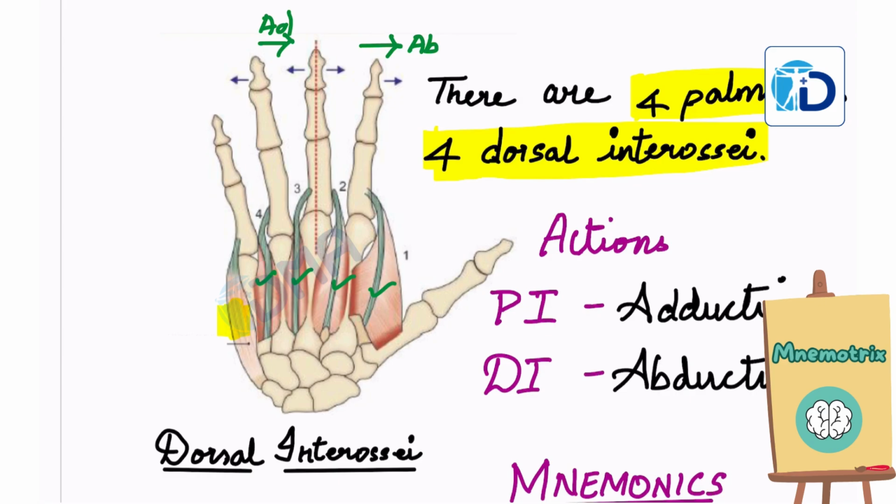This rule applies to all the other fingers except the middle finger, because the midline is already passing through the middle finger and the middle finger cannot move towards the midline. It can only move away from the midline. So there is no adduction for the middle finger. There is only abduction for the middle finger. If all other fingers are moving away from the midline, the movement is called abduction. If the fingers are moving towards the midline, the movement is called adduction.